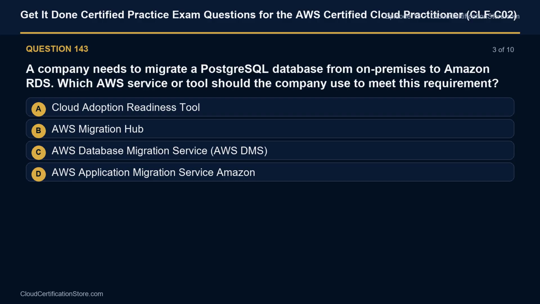Question 143. A company needs to migrate a PostgreSQL database from on-premises to Amazon RDS. Which AWS service or tool should the company use to meet this requirement? Option A, Cloud Adoption Readiness Tool. Option B, AWS Migration Hub. Option C, AWS Database Migration Service, AWS DMS. Option D, AWS Application Migration Service.